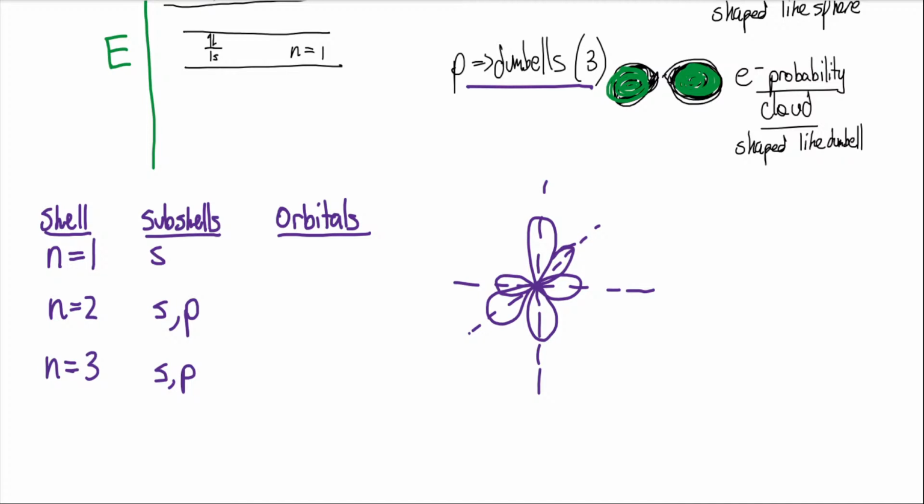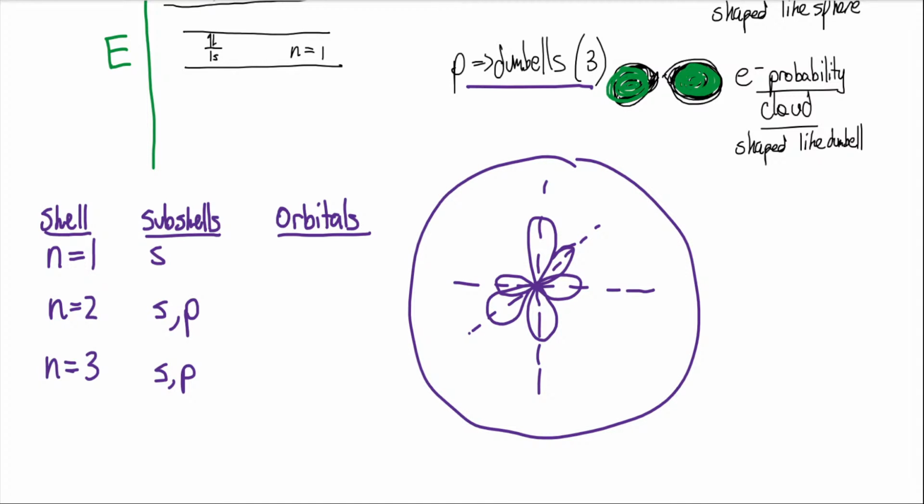Yeah, exactly. So I could ask you about one of the three P subshells, or one of the three. These are the three orbitals of the P subshell.